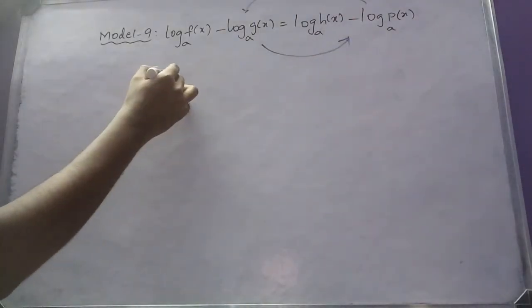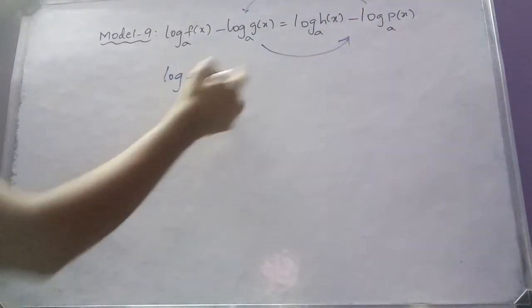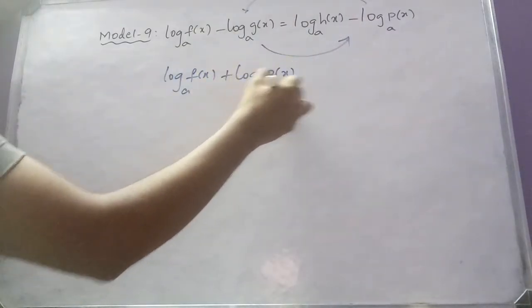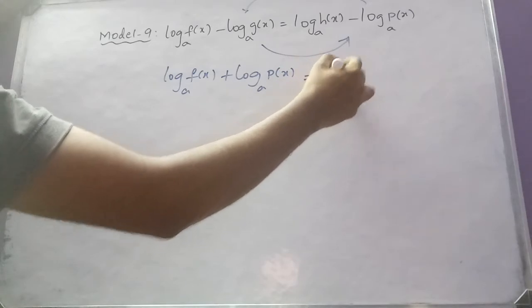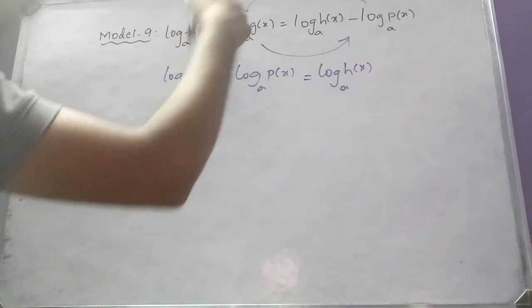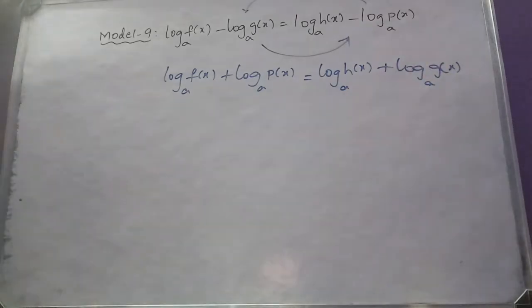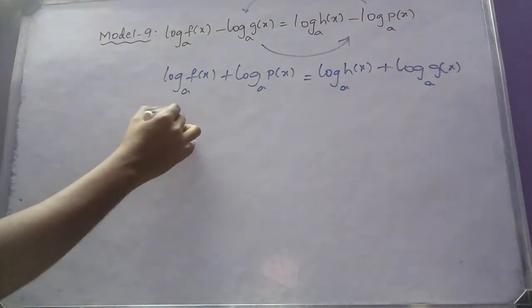So that means this is log of f of x with base a. If it comes to the left side, it becomes plus log of p of x with base a. And here we already have log of h of x with base a, and if it goes to the right, plus log of g of x with base a. Now we can solve it.